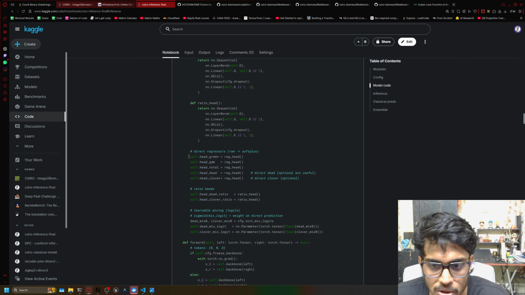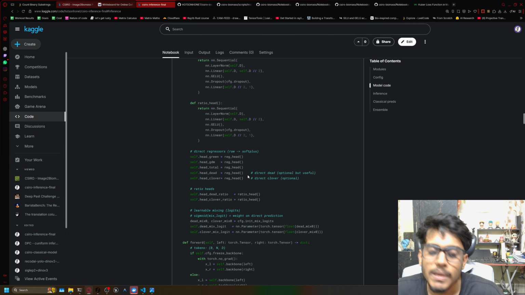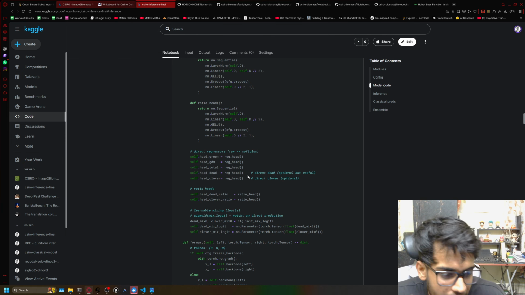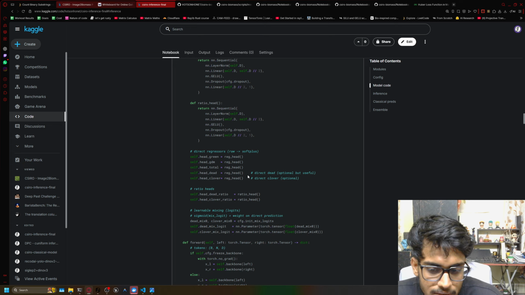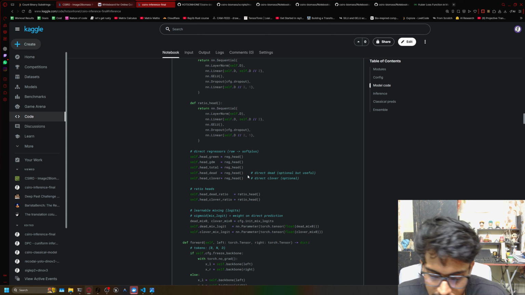As I told you, the major problem in the competition was how to correctly predict Dead and Clover, because these images are not commonly found in the dataset, and for Dead, those were hidden. So to tackle that, I used some strategies.